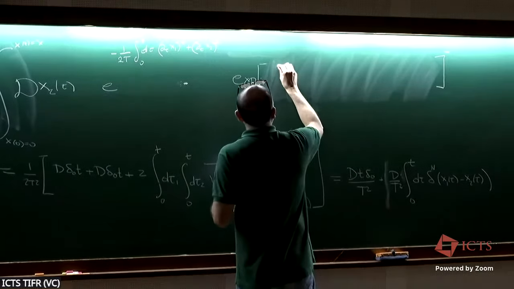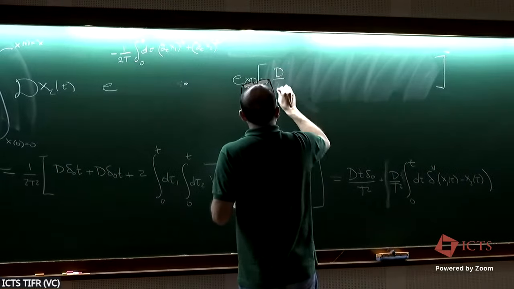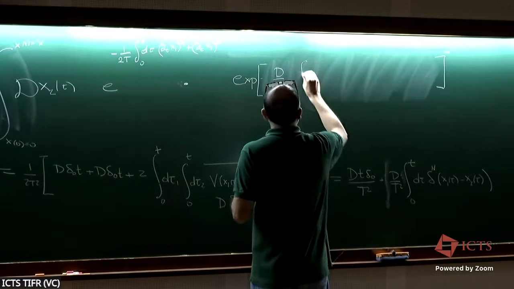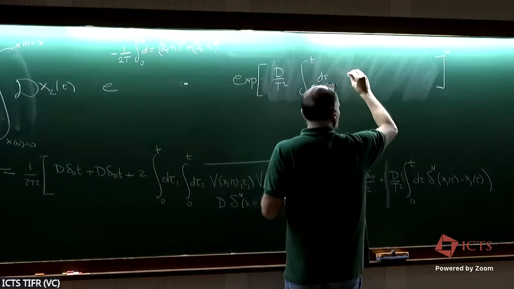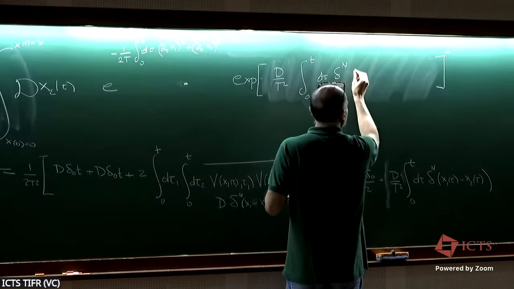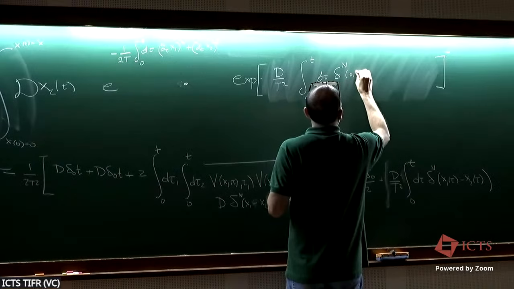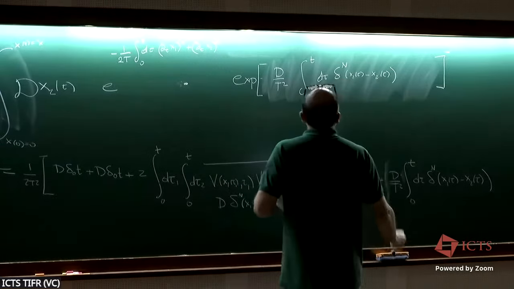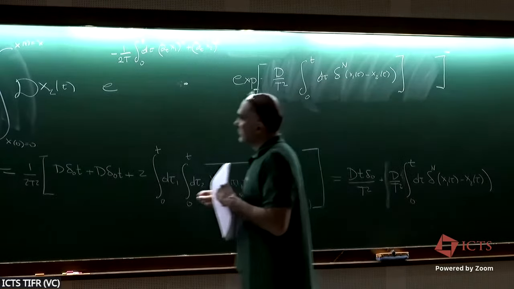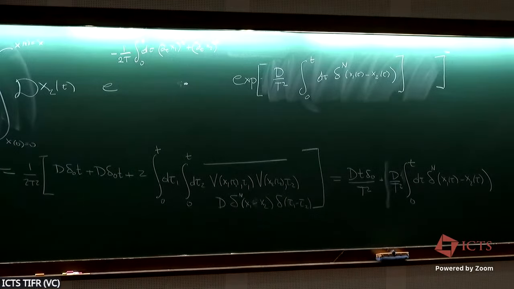So we have a t squared integral from 0 to t d tau delta n x1 tau minus x2 tau. And this term, I can put it here, okay? Because it doesn't depend on the path.